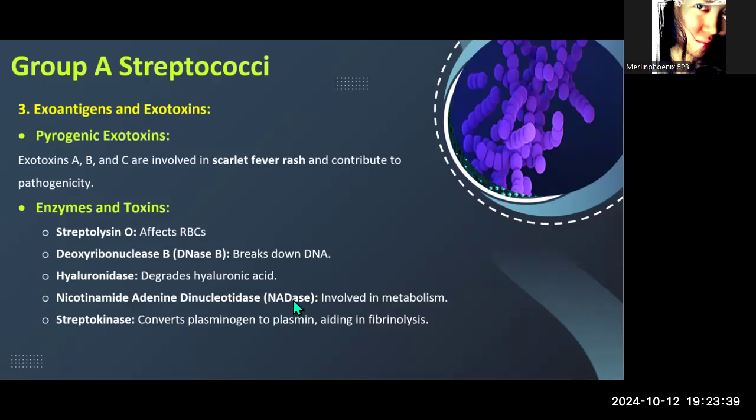We also have NADase, or nicotinamide adenine dinucleotidase, which is involved in metabolism, and the conversion of plasminogen to plasmin, which aids in fibrinolysis, that's the streptokinase.